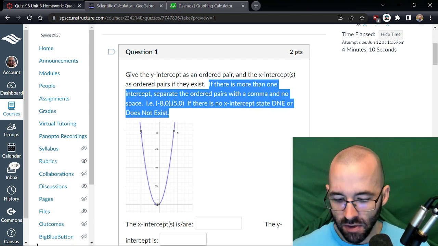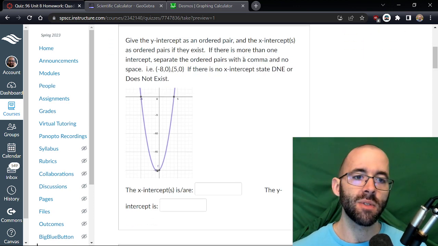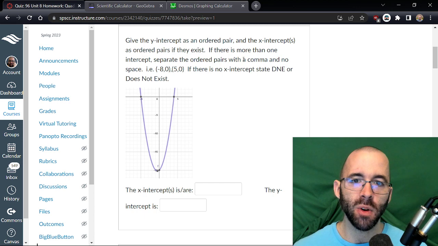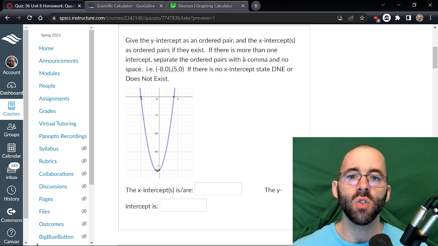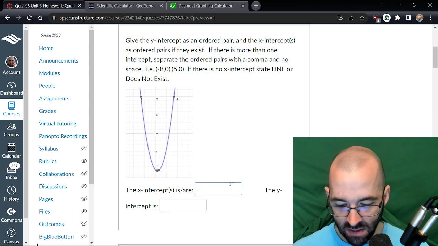Okay, so let's first find the answer and then we'll worry about how to input it. So the x-intercepts, remember we've talked about x-intercepts before. X-intercepts are just where it crosses the x-axis. So this is the x-axis up here. These are the x-intercepts. And it wants us to put them as points with a comma and no space.